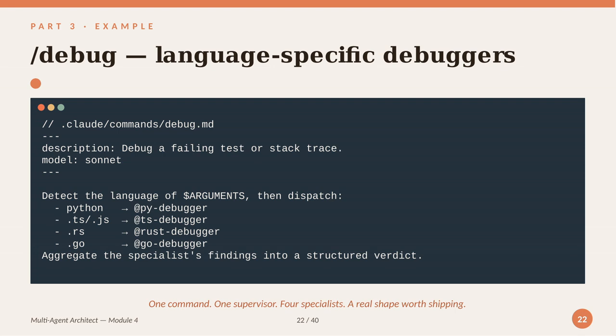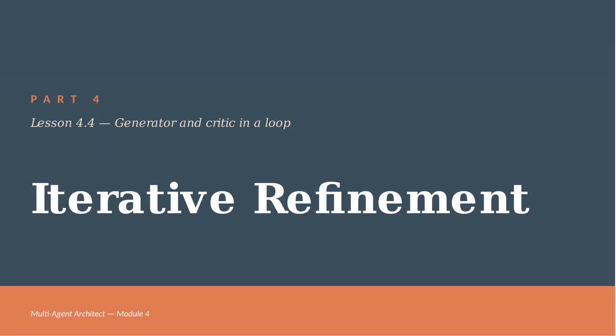The supervisor, that command body, does almost nothing. It detects the language. It dispatches. It structures the specialist's return for the user. One command, one supervisor for specialists. A real shape worth shipping. The pattern scales. When you need to add a fifth language, you add a fifth specialist and update the routing rules. The existing four don't need to change. That's the leverage.